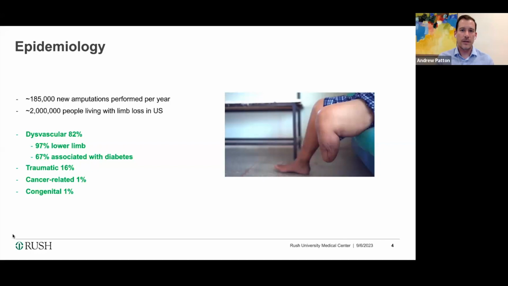That's a major city. That's a little bit over or under the population of Houston, which is the fourth largest city in the United States. So a significant amount of people living with amputation or limb loss in the United States.